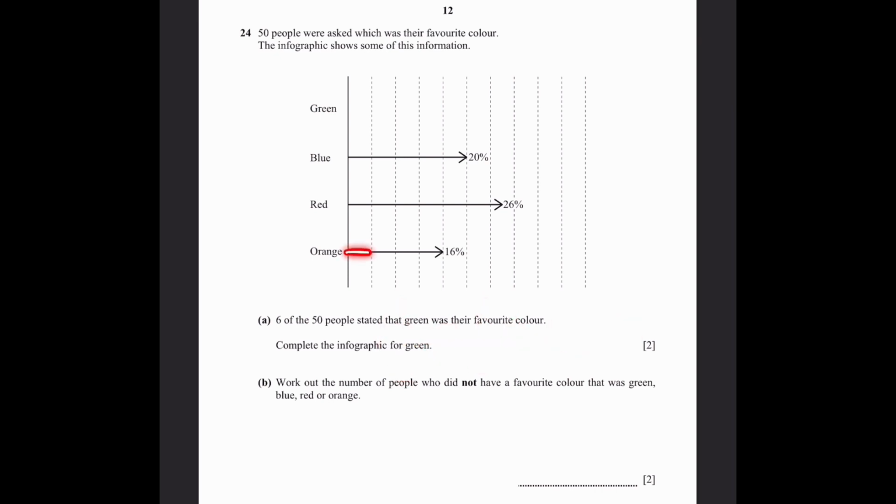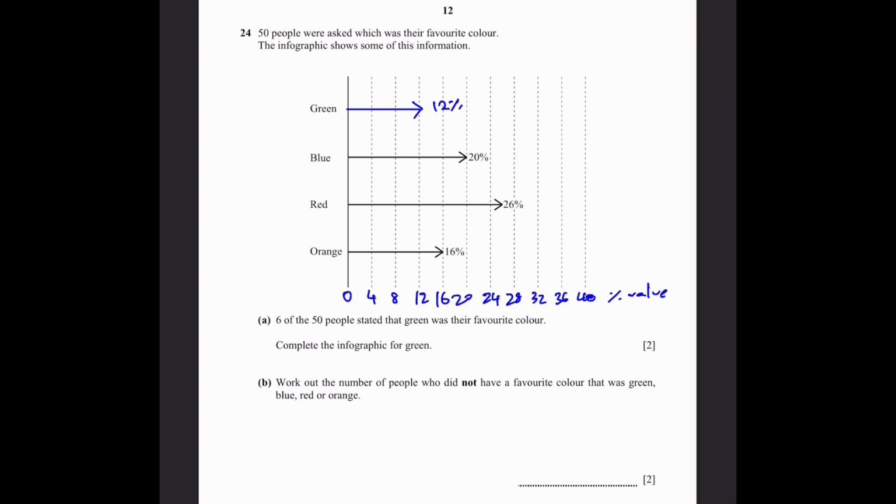Now for orange, 16%, and that means 1, 2, 3, 4 lines. So 1 line distance is equal to 16 by 4, 4%. So we can write 0, 4, 8, 12, 16, 20, 24, 28, 32, 36, 40. And this is the percentage value. Now for green, it's 12. So we draw an arrow till here, like this. Just label it like that.